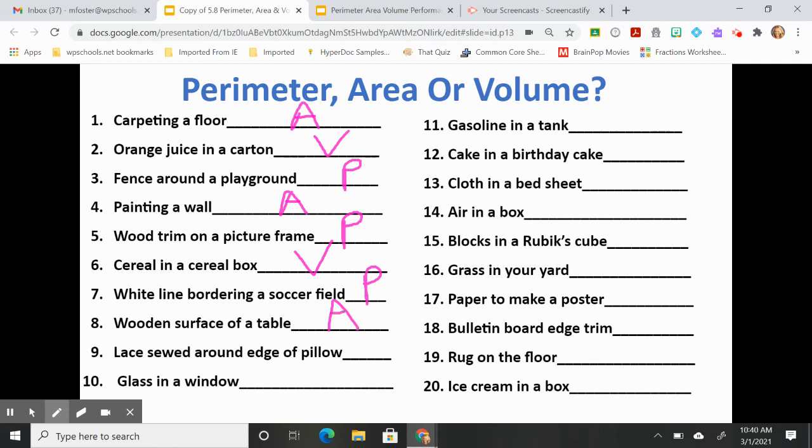Good. Lacy sewed around the edge of a pillow, perimeter. Glass in a window, area. Gasoline in a tank, volume. Cake in a birthday cake, volume. Cloth in a bed sheet, good. Air in a box, blocks in a Rubik's cube, volume. Grass in your yard. Are we just planting grass around the edge and the rest dirt? We got area for that. Okay, you're covering your whole entire yard. Paper to make a poster, area. Bulletin board edge trim, good. Rug on the floor, and you ever notice that it's called an area rug? Okay, and ice cream in a box, volume.